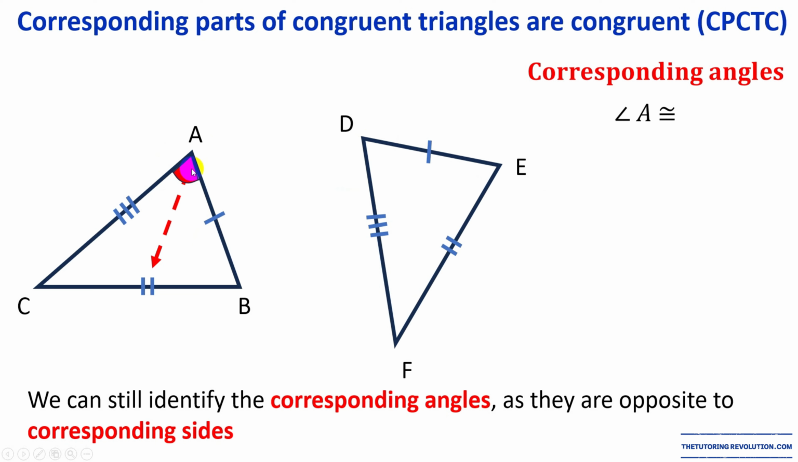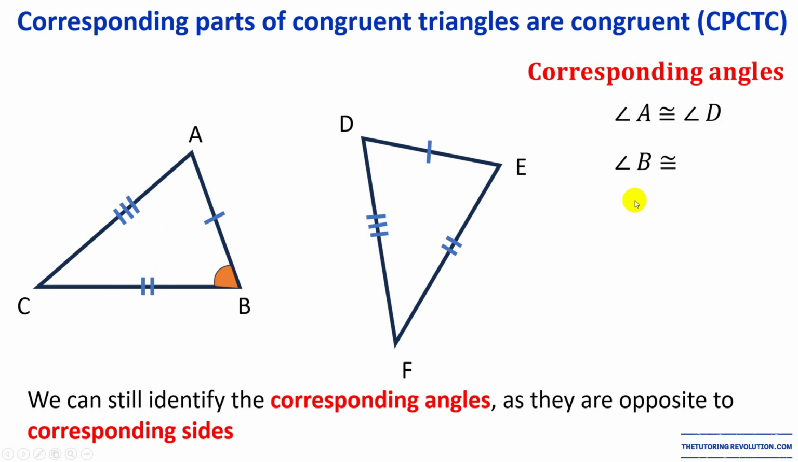So angle A, this angle here, is opposite to this side with two tick marks. Therefore, angle A corresponds to angle D, which is also opposite to this side with two tick marks. Therefore, we can say that angle A and angle D are corresponding angles. And corresponding angles, according to this property, are congruent. They will measure the same. So angle A and angle D are congruent.